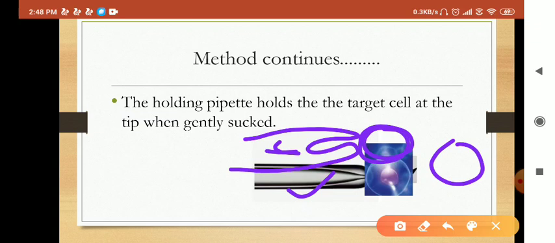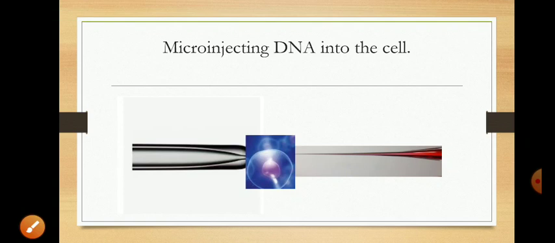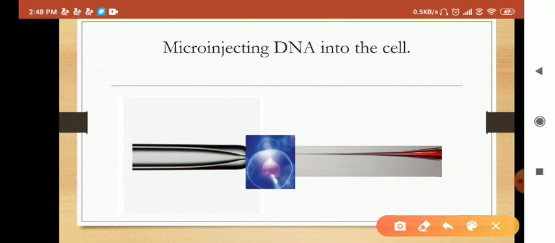It won't move anywhere and it will be easy to inject. Now you can see that this holding pipette is holding the cell through suction mechanism, and this needle has been filled with capillary mechanism, and now the needle is piercing the cell membrane of the cell.